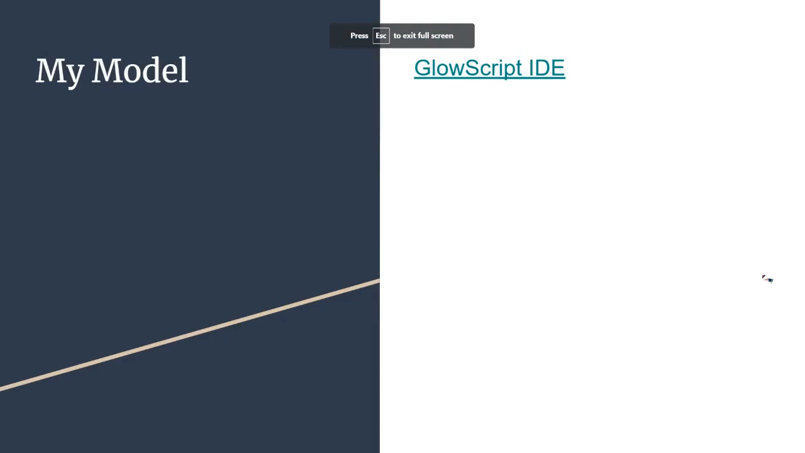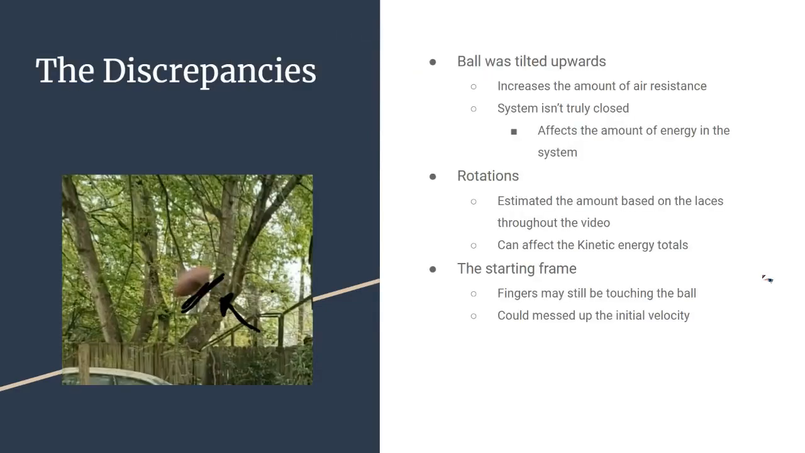And then using that, we can actually go into the discrepancies as to why our model had 277 newtons and our actual observed calculations calculated the force to be 256 newtons. There's a couple reasons why. So the ball was tilted upwards. It already had air resistance, but this in fact increased the amount of air resistance that would have acted on the football throughout its flight.